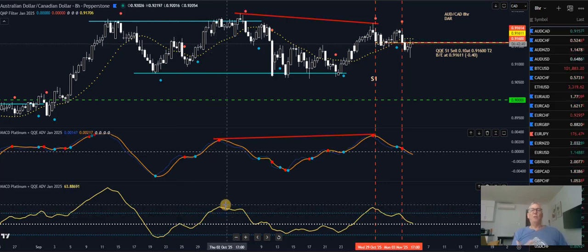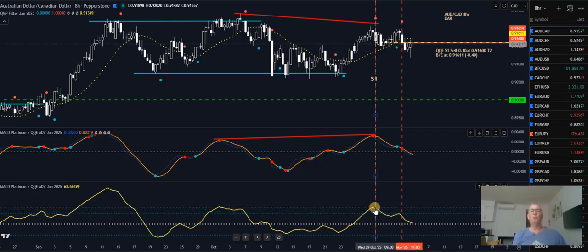Overbought or oversold. Now whether you agree with those terms or not, I don't really care. We all know what they are. We've got 3 levels here on the QQE: the 60, the 50 and the 40. If it goes below the 40, this yellow line, I'm looking to buy. If it goes above the 60 level, I'm looking to sell.